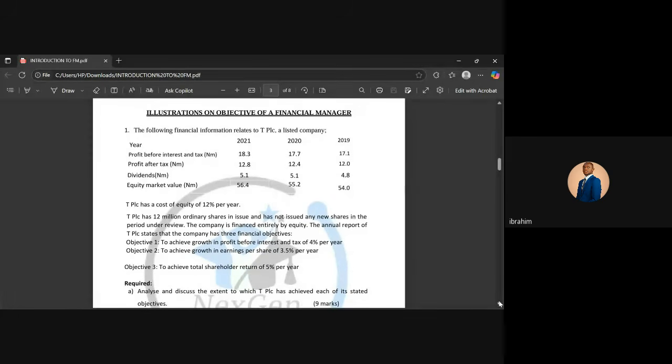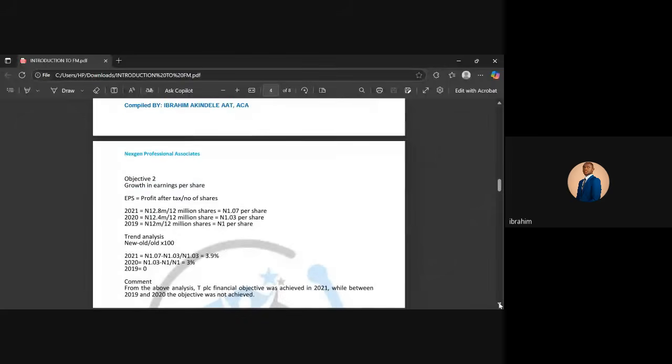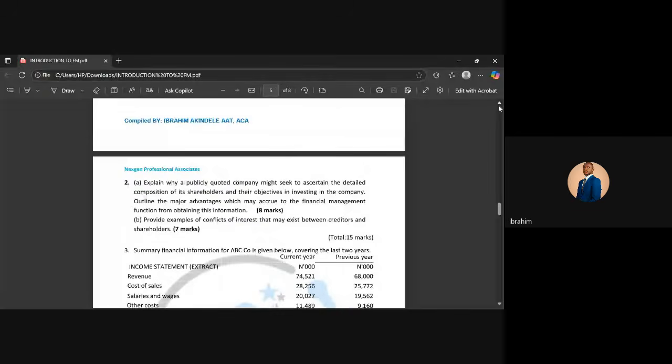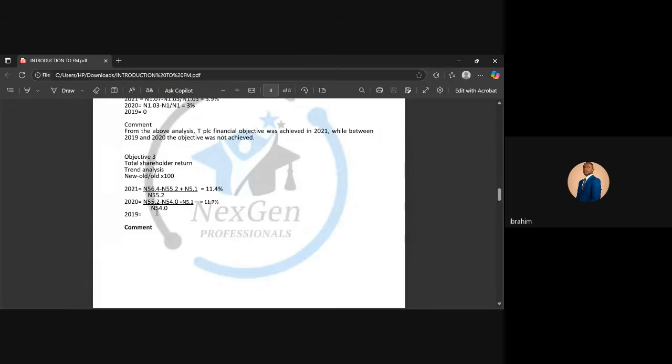You do the same thing with 2020, class. And don't forget that when you are doing a trend analysis, maybe they give you 3 years, class. It means that you will do a trend for 2 years, because you don't have 2018. Now, can you see 55.2 minus 54 plus the yearly dividend, divided by the hold, we have 11.7%.